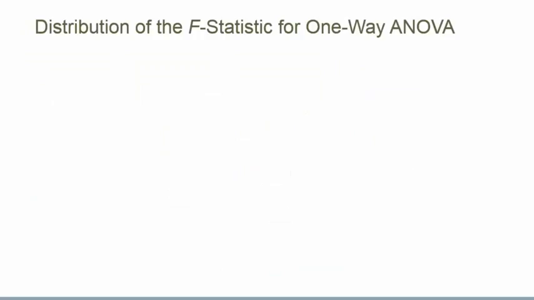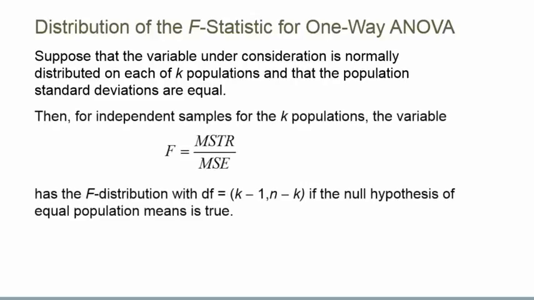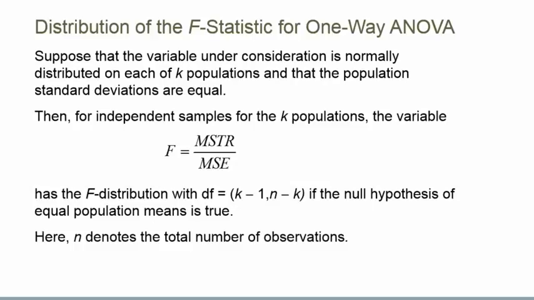Distribution of the F statistic for one-way ANOVA. Suppose that each variable under consideration is normally distributed on each of k populations, and that the population standard deviations are equal. Then, for independent samples from the k populations, the variable F equals MSTR divided by MSE has the F distribution with degrees of freedom k-1 and n-k if the null hypothesis of equal population means is true. Here, n denotes the total number of observations.